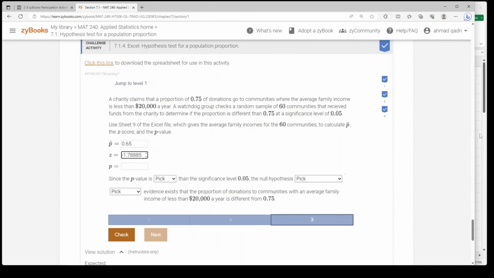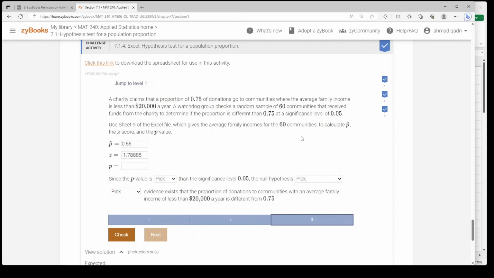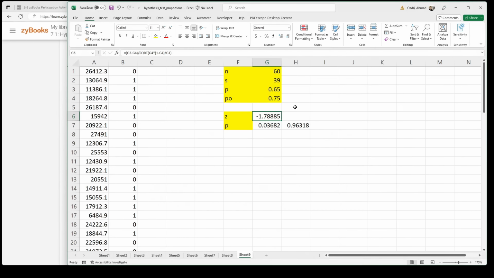So minus 1.78885. Now for the p-value, recall that this is a two-tail test. First we find the p-value of one tail, which is given here. That's just norm.dist of this value. G6 is this value. Because it's normalized, the mean is 0 and the standard deviation is 1. And we need the cumulative probability, so we set this cumulative parameter to true. So this is the one tail value. To get the two tail value, I can just take this and multiply it by 2.